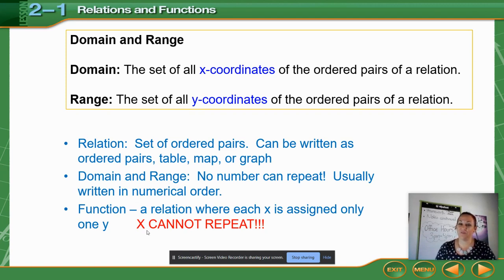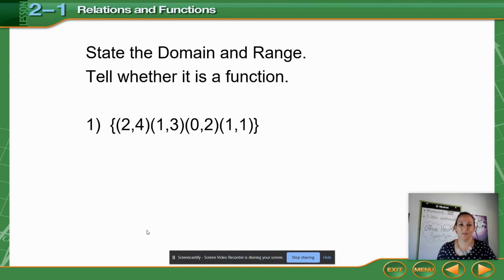All right, we're going to do one example of each: ordered pairs, table, map, and I'll show you how to figure out if a graph is a function. Here we're starting with a set of ordered pairs. Please notice that the ordered pairs are written with parentheses, and I've grouped them all together with squiggly brackets. That's holding them together and making them a relation.